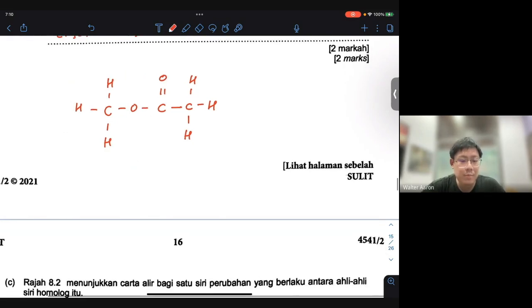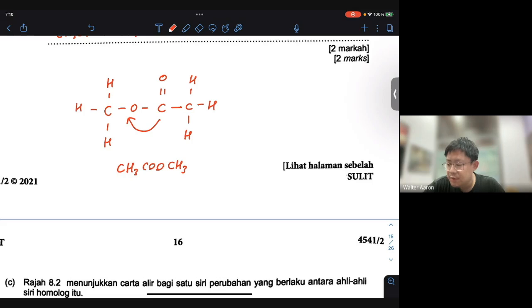If not, then another way to do this is very simple. The product being formed over here will be CH3, and then you take the C and put it in front over here, so it'd be COOCH3. Also can. So it depends on how you want to draw the structure.